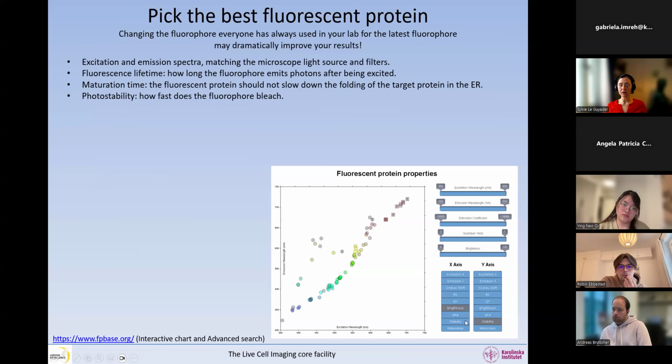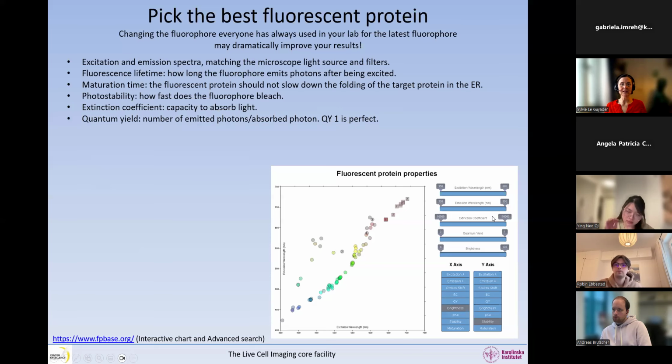Another thing that you can see here is the photostability. Photostability is how fast the fluorophore bleaches. Not all fluorophores are equal in the face of bleaching. The coefficient here, EC, is the extinction coefficient. That is the capacity to absorb light. Some proteins just don't absorb light very well. So you want something where, when you shine light on your sample, the fluorophores absorb that light, right?